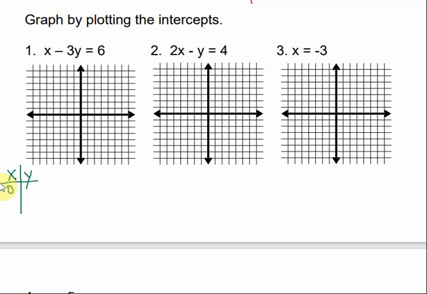We're going to find what it is when we plug in 0 for x and what it is when we plug in 0 for y. So we call this our 0, 0 chart. So let's do that for number 1.